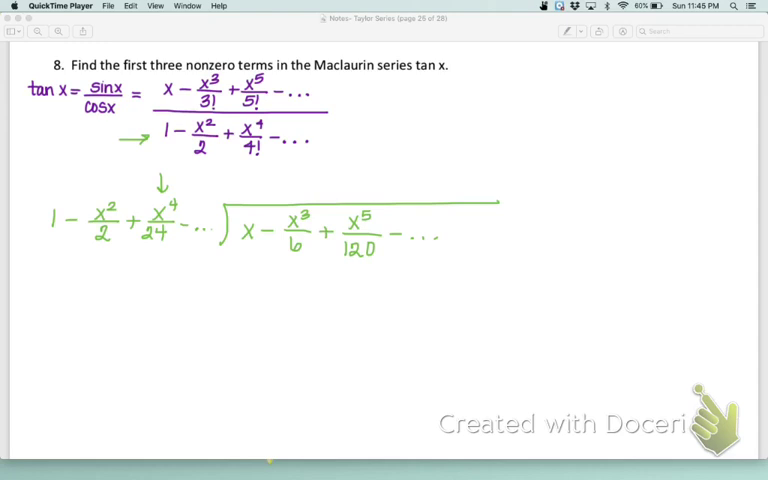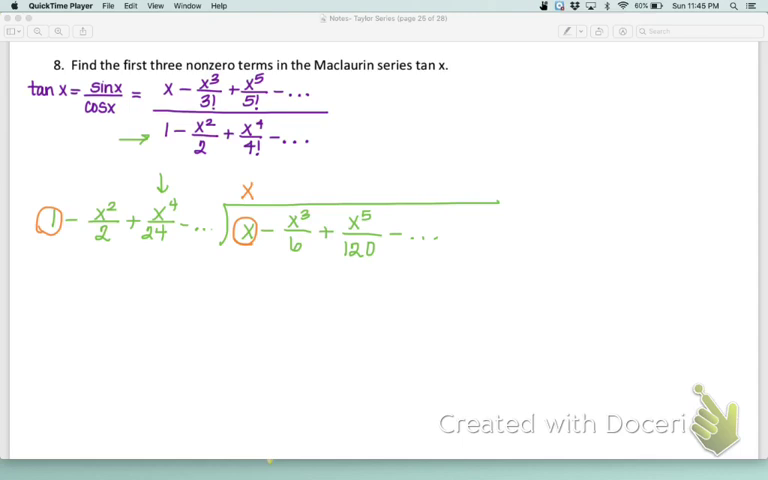So if you need a little refresher on long division, remember the only thing that we do is we compare the first term with the first term. So 1 times what is equal to x? And the answer would be x. And so you always line up your like terms. So x goes above the other x. And now we're going to distribute that to the outside polynomial.